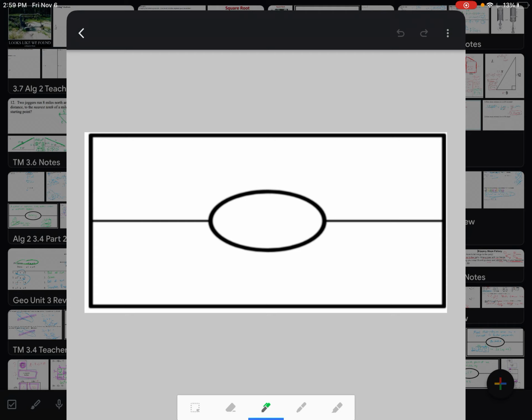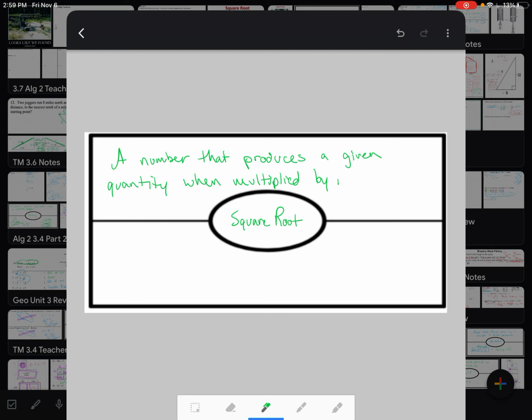So with that being said, we are going to jump in here to our definition. So today, our new skill, our review skill, is square root. And this is a number that produces a given quantity when multiplied by itself.